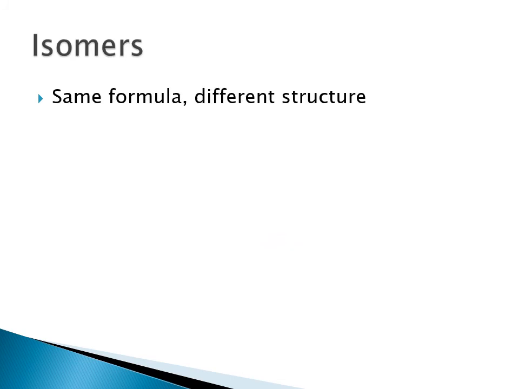Isomers, quick definition of them. Again, we talked about isotopes. Don't get them confused with isomers. Isotopes, you're talking atoms. Isomers, you're talking molecules. And they're made of the same atoms. Isomers are made of the same atoms. So if you looked at the actual formula of the molecule, it would be the same.